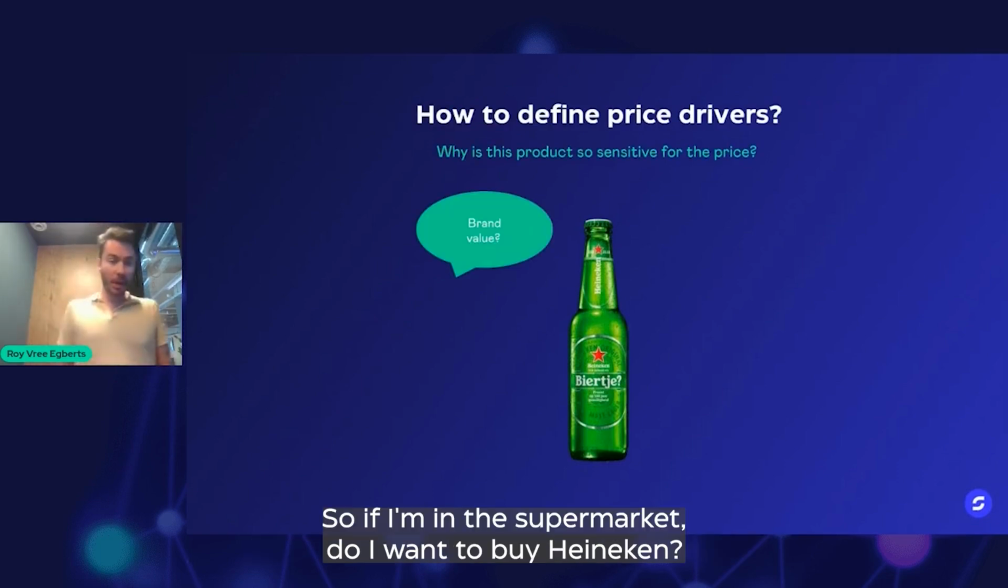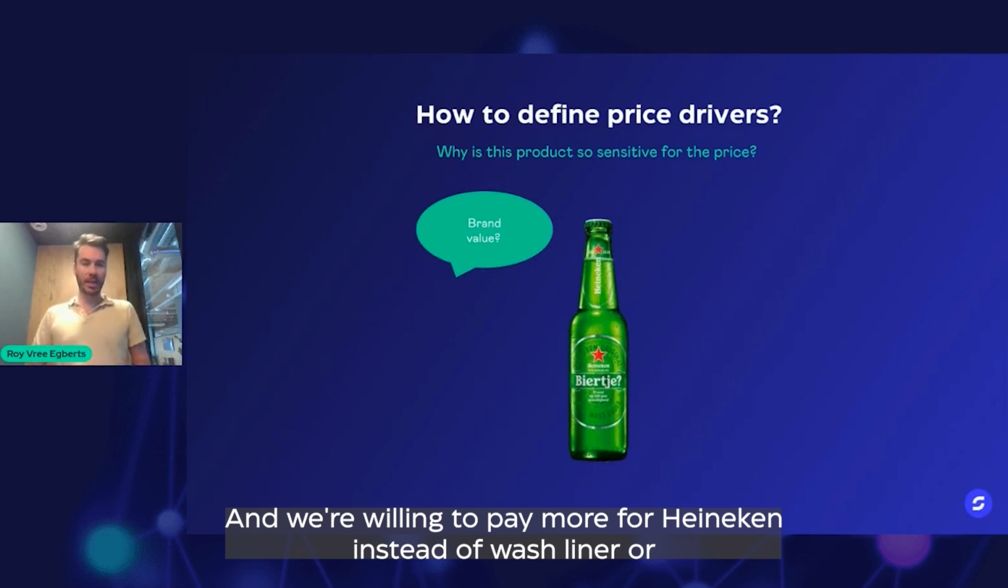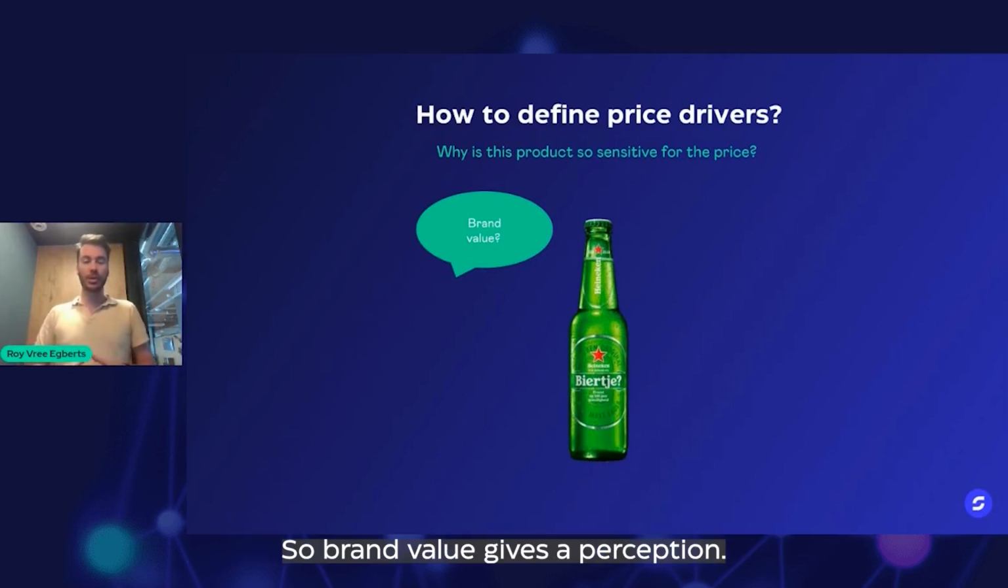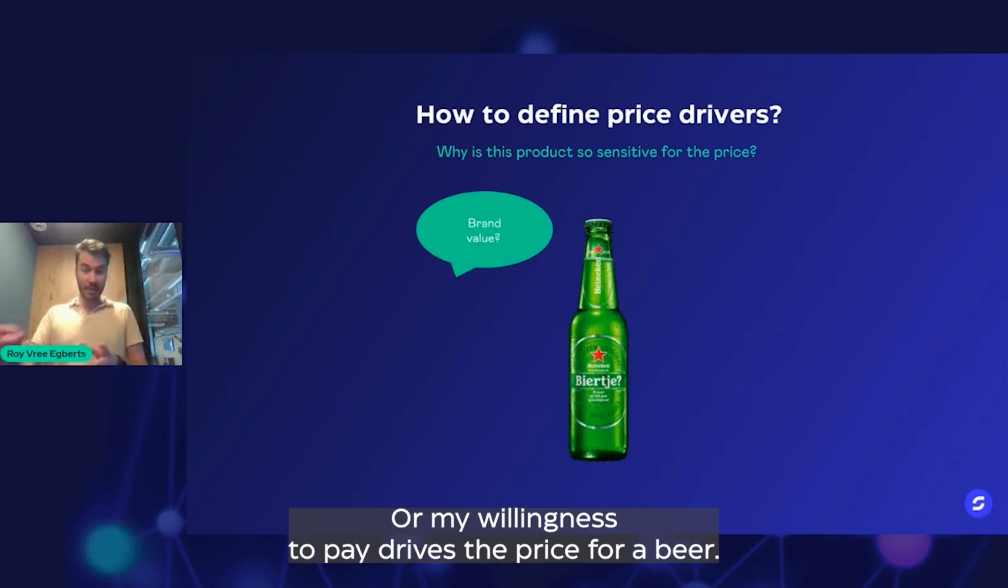So if I'm in the supermarket, do I want to buy Heineken? Am I willing to pay more for Heineken instead of Warsteiner or Hertog Jan or another beer? So brand value gives a perception on my willingness to pay, drives the price for a beer.